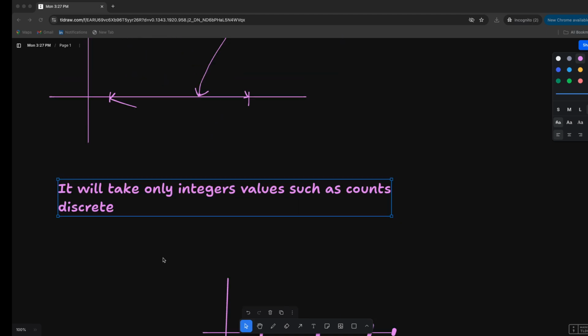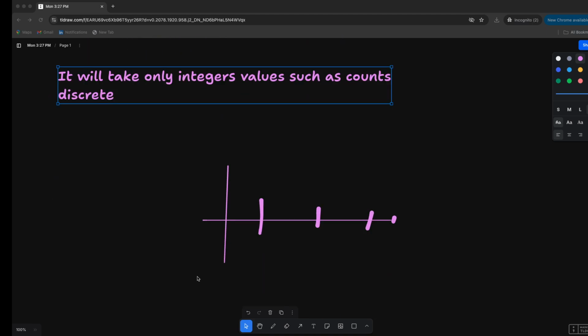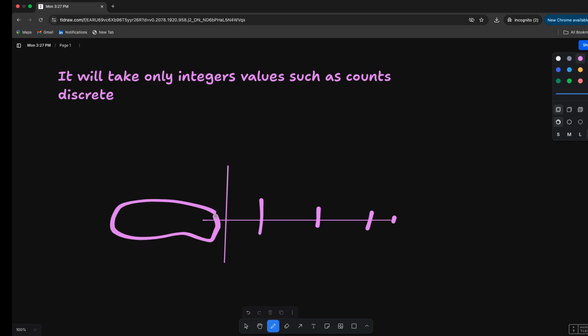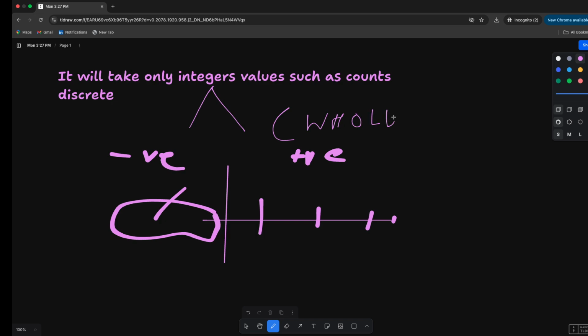The difference between whole numbers and integers is that whole numbers are not present on the negative side. So integers include both the negative and positive; this is the negative number line, and this is the positive. An integer will contain both of them, whereas a whole number will only contain the positive part. This is something called a whole number.